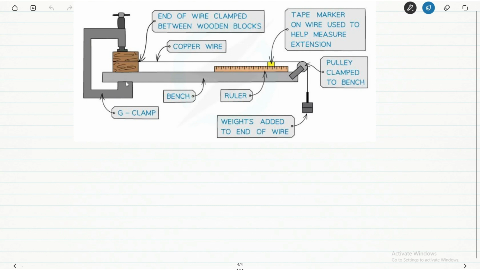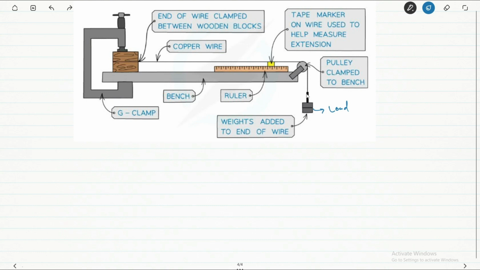Now this is the apparatus that we're going to be using, and I'm just going to go over it one by one. This is a piece of wood that we've attached a wire to, and we've clamped this so it can't move, right? So the wire is attached to it, and then the wire is attached to a pulley and a load. Now to measure the extension, we have put a scale here and attached a tape like this to the wire. So however much this tape moves, we know that this wire has extended that much, right?